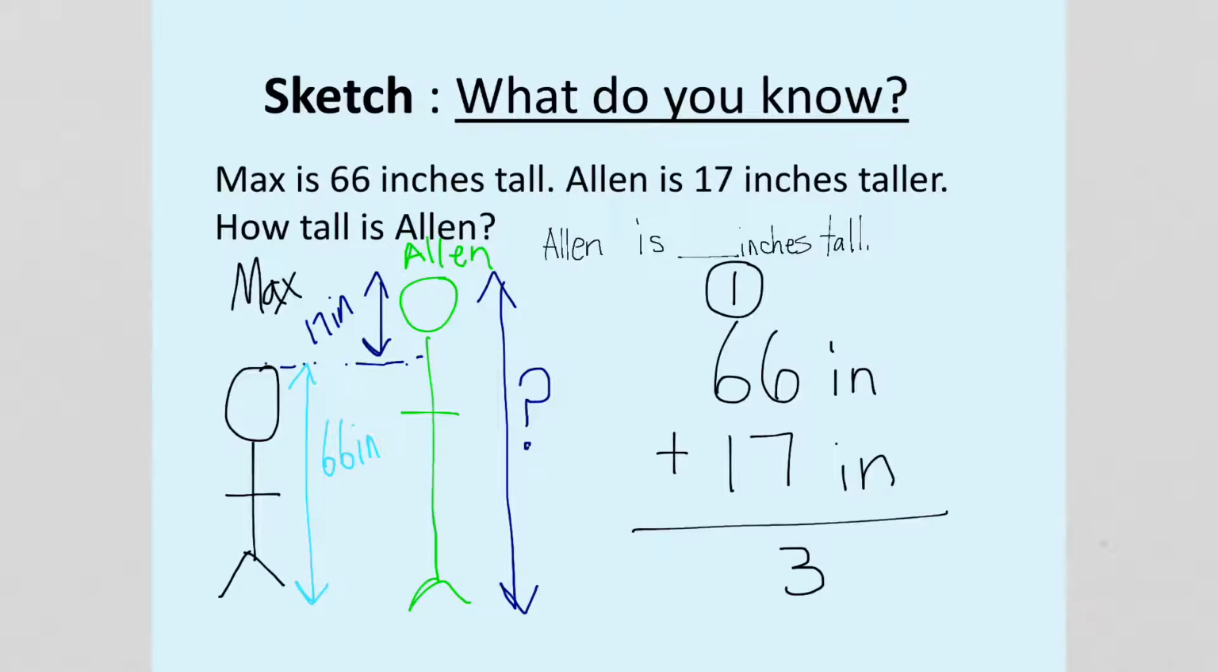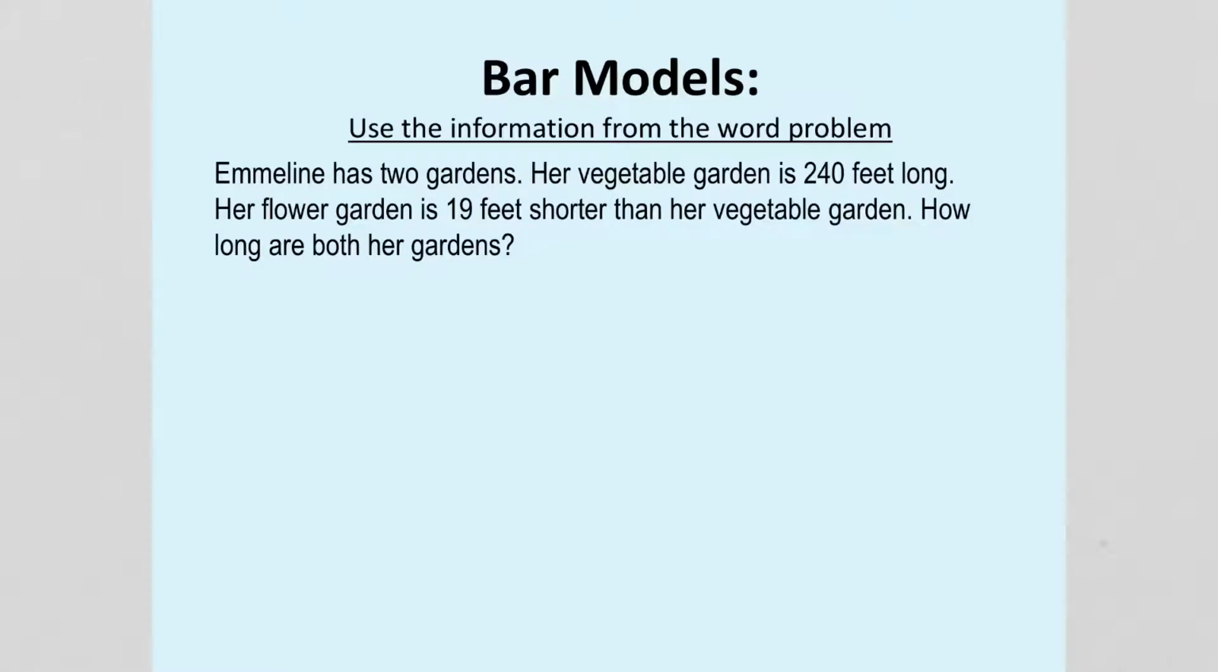You're right. We had 8 tens. So in the end, we knew that Alan is 83 inches tall. So Alan is 83 inches tall. I always like to write it over here too. Great job. Now we're going to practice the other strategy, bar modeling.